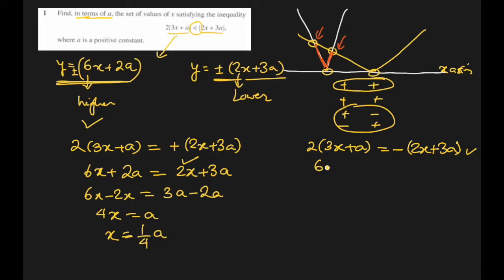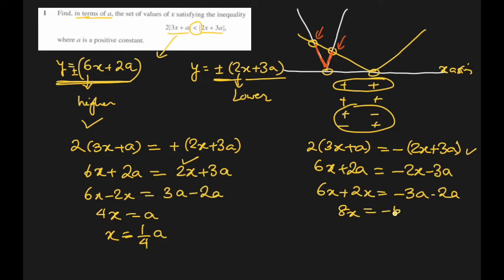Similarly here it will be 6x plus 2a equal to negative 2x negative 3a. So 6x plus 2x equal to negative 3a minus 2a. 8x equal to negative 5a. So x here comes out to be negative 5 over 8 a. So we got the 2 points of intersection.